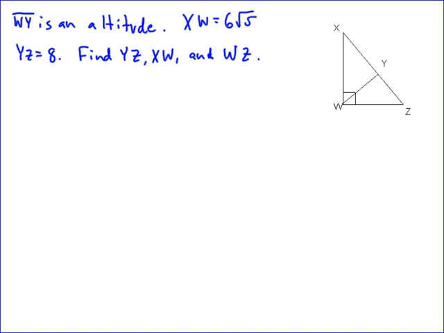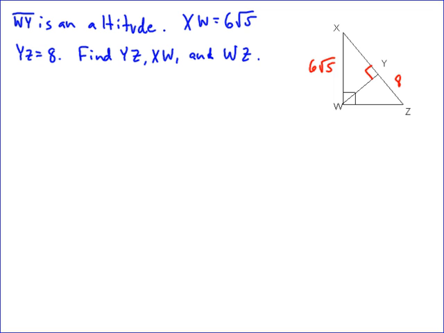On the following problem, you're given that WY is an altitude. And if WY is an altitude, that means that XYW is a right angle. And then you have this special drawing that is like the problems we've been doing, which has the altitude drawn to the hypotenuse of a right triangle. You're given that XW is 6 root 5, and you're given that YZ is 8. And you're basically asked to find the 3 other segments.